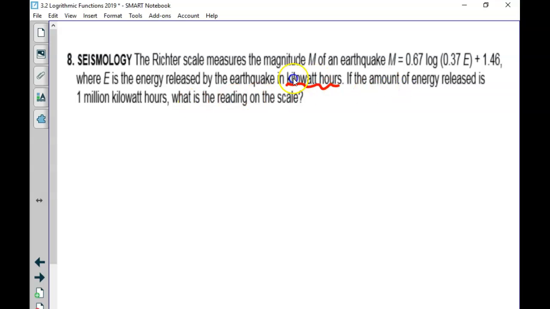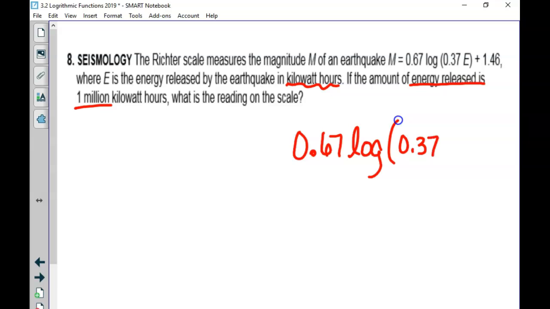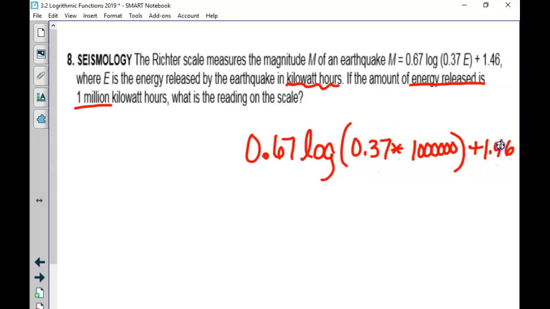It's the energy, right? It says E is the energy released, and this says the energy released is 1 million kilowatt hours. So 0.67 log 0.37 times, we have to put the whole million in, right? Because it doesn't say that this measures in millions. It just says kilowatt hours. And then at the end, there's supposed to be a 1.46 that I left off because I don't have room. I could try to rearrange it, but there we go.